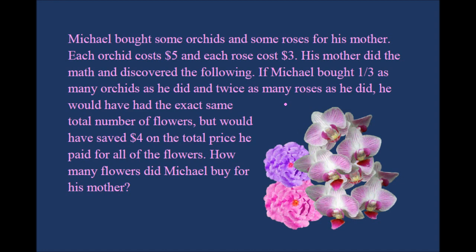So he must have had 3 orchids and 2 roses, and according to his mother's suggestion, if he bought 1 orchid and 4 roses, he would have saved $4. So the answer is, how many flowers did he buy originally for his mother? He bought 3 orchids and 2 roses. That's 5 flowers. The answer is 5.